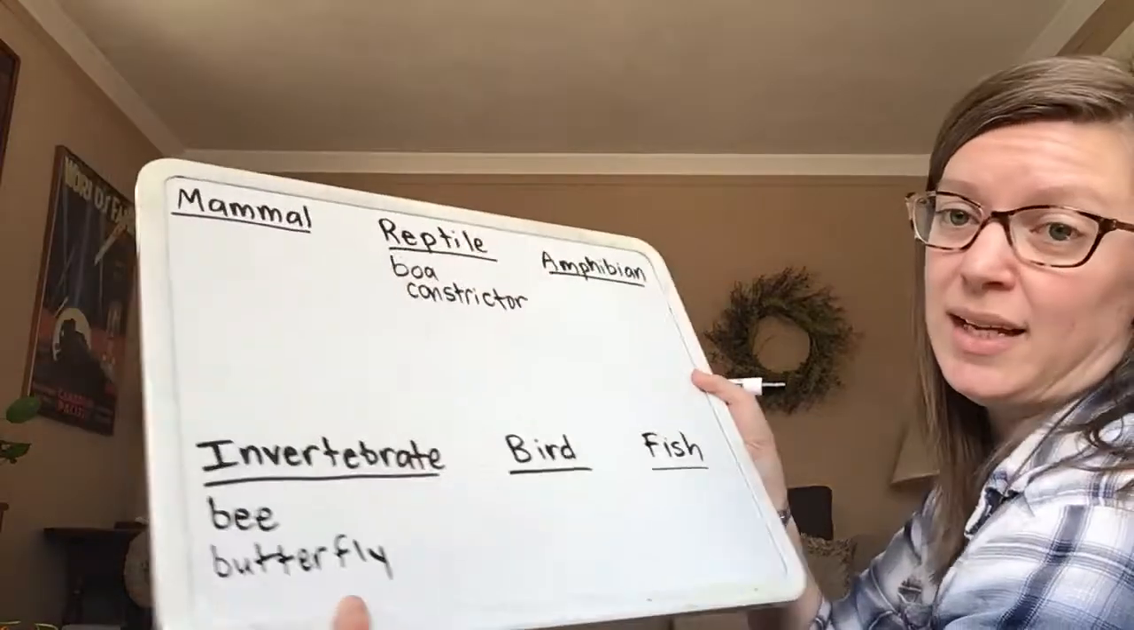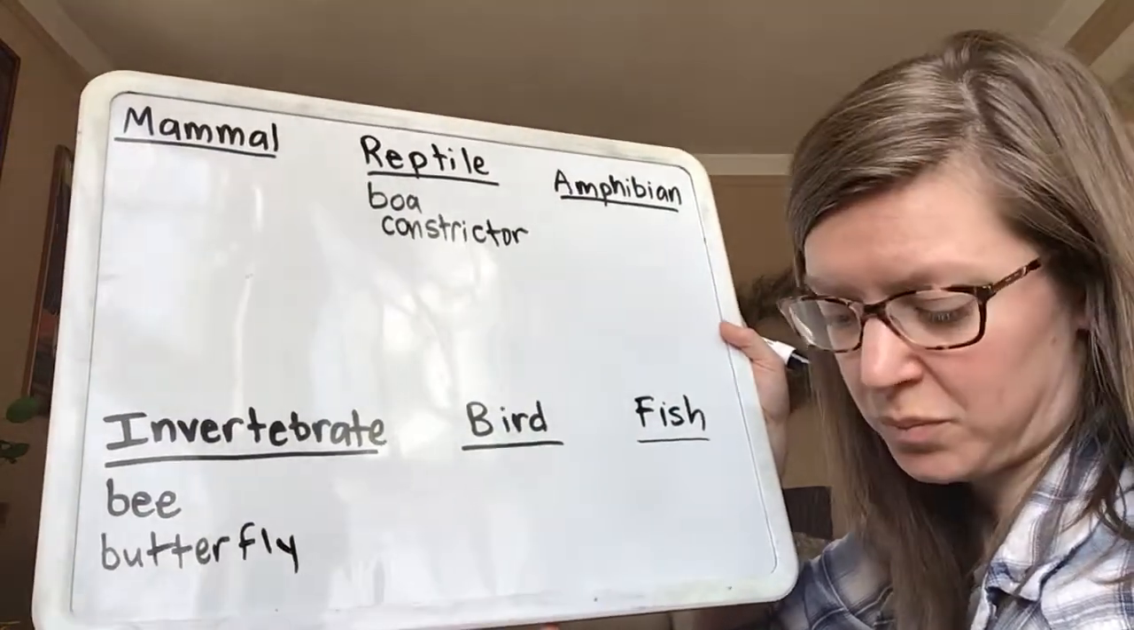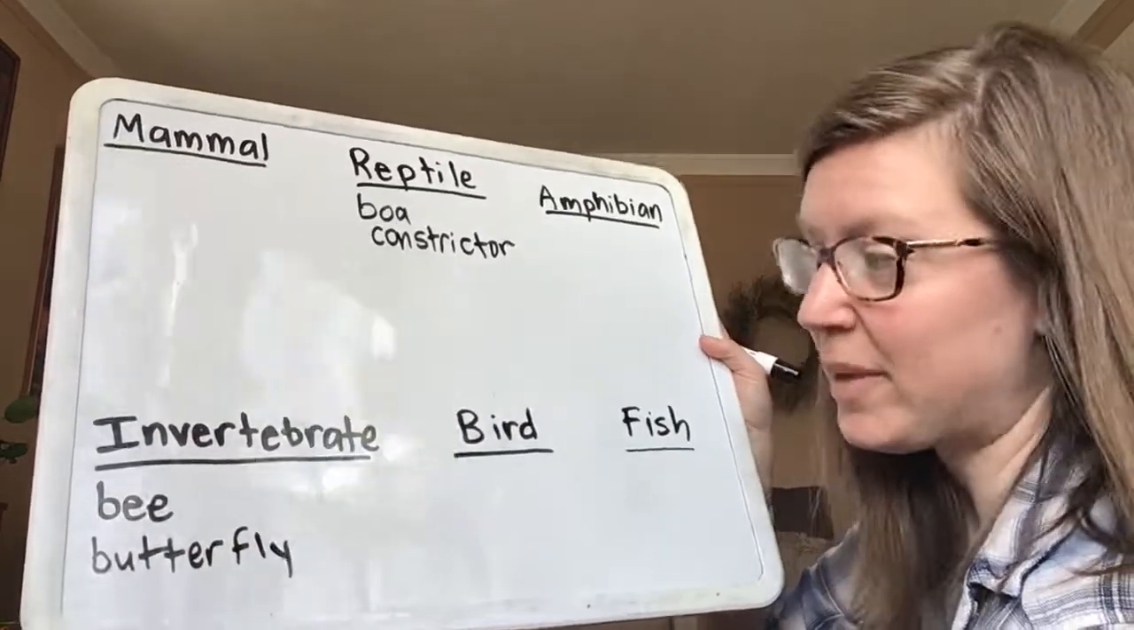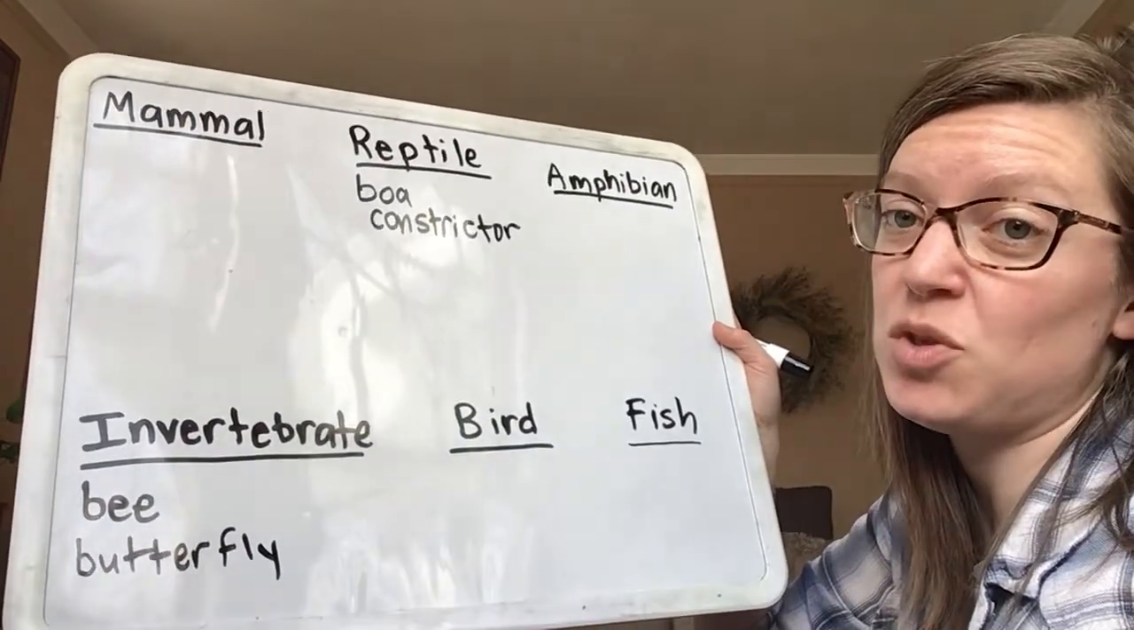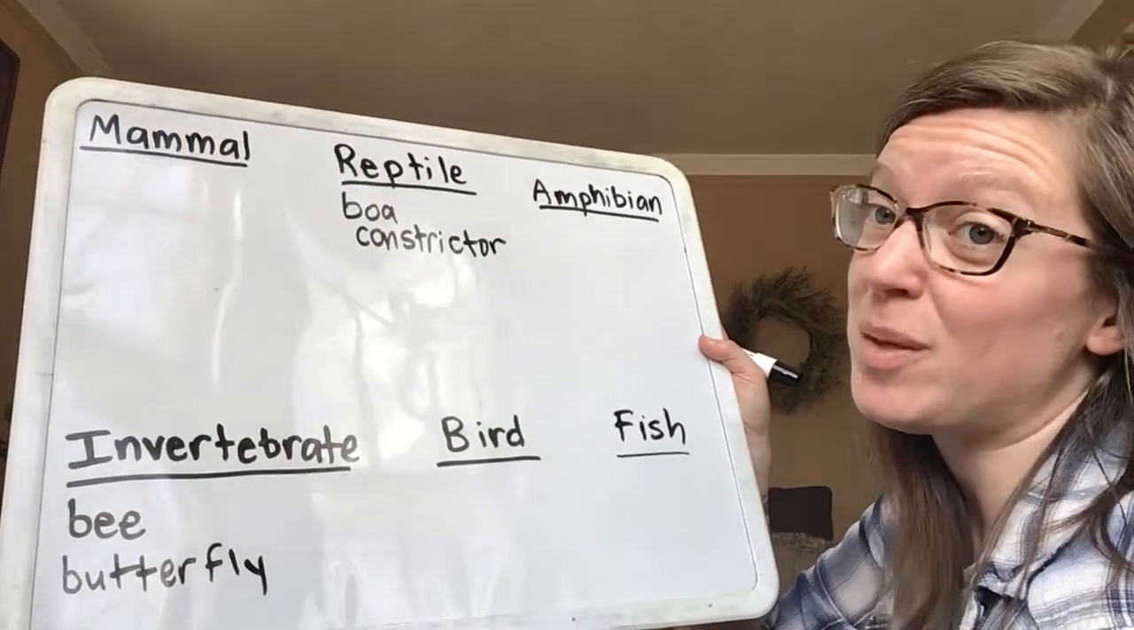You could cut it. You could even glue it down if you're doing a whole sort at home. Okay. All right. Next on my list was monkeys. Do you know what class of animal a monkey would be? If you said mammal, you were right. A monkey is a mammal. So I would sort it there.